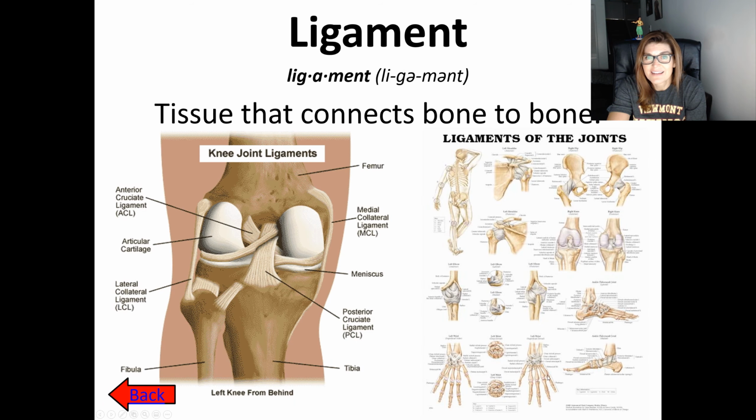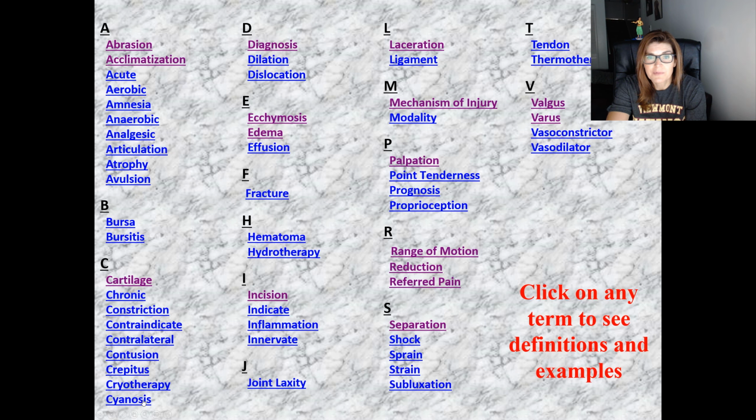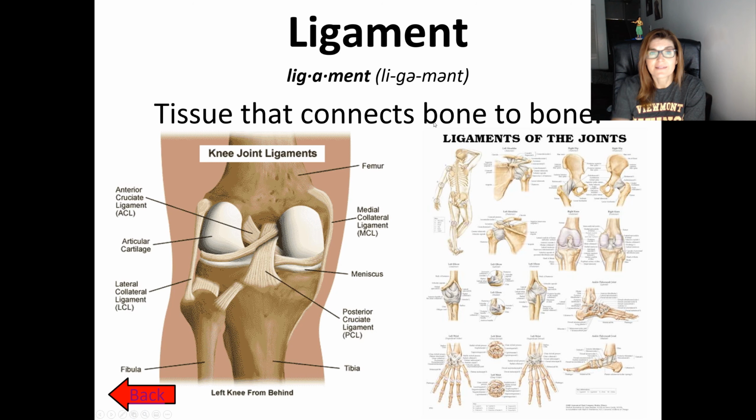That looks good. And then back. Ooh, we skipped one. We're just going to go to that one so I don't forget. So ligament. There's ligament. It just connects bone to bone. So if there's a sprain, that's ligament. If it's a strain, what's that? Good question.